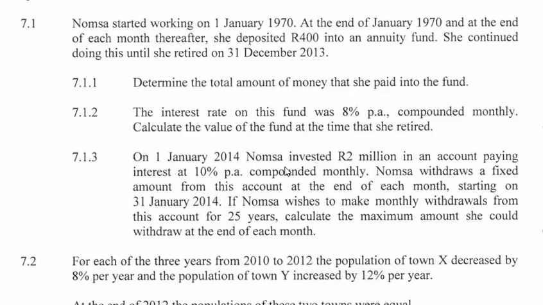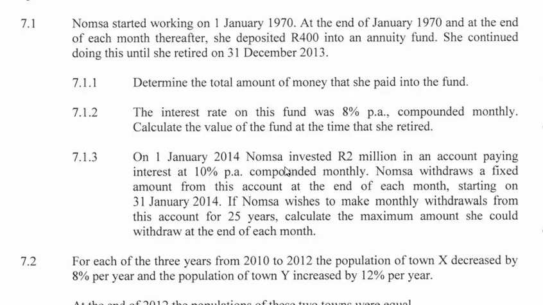Guys, the mark allocation gives you a lot of information. If it's just 2 marks and you're trying to use an annuity formula, you know you're wrong. The interest rate on the fund was 8%, compounded monthly. Well, you should have known you can't do the formula because you don't have the interest yet. Calculate the value of the fund at the time she retired.